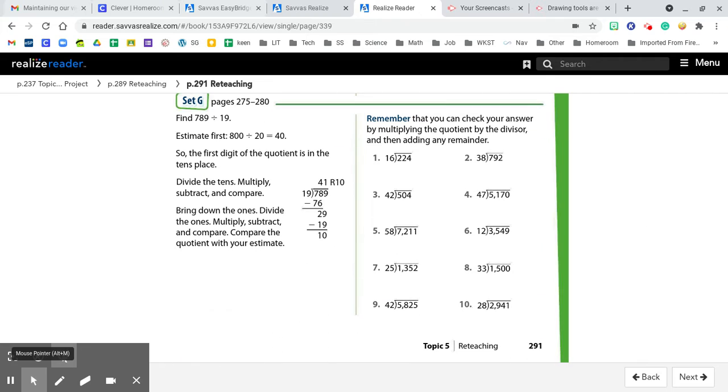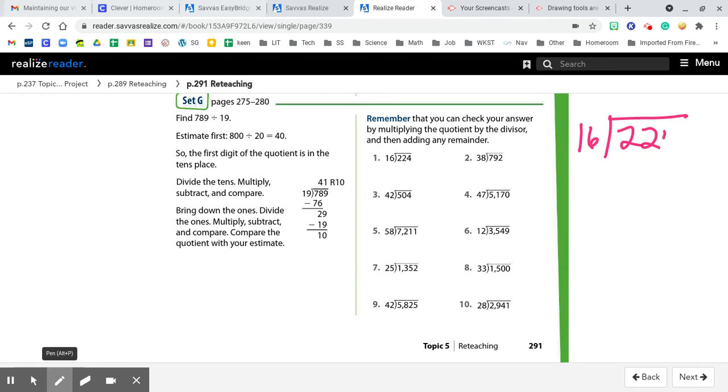And as we move down, remember you can check your answer by multiplying the quotient by the divisor and then adding the remainder. So we can always check our work. So let's see, this is our last page of computation here. 16 goes into 2, 2, 4. I'm going to use the traditional algorithm.